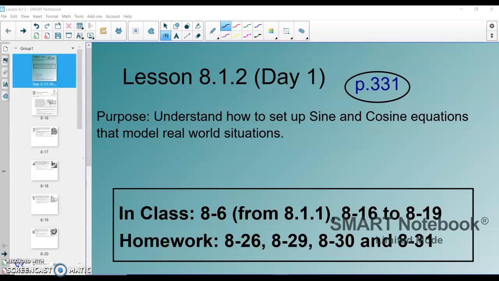The purpose being that we want to understand how to set up sine and cosine equations that model real-world situations. And we're going to do that by first looking at 8.6 from the 8.11 lesson, which was yesterday. And then we have a couple extras, 8.16 to 8.19, to evaluate it further here today. We need to go back to 8.6 from yesterday because I skipped over it, and it's going to be important to understand how we're going to do this here today.